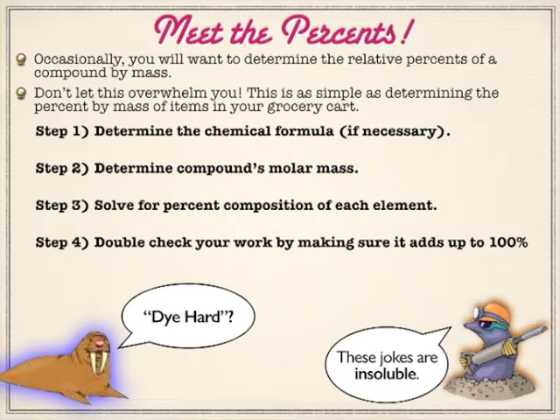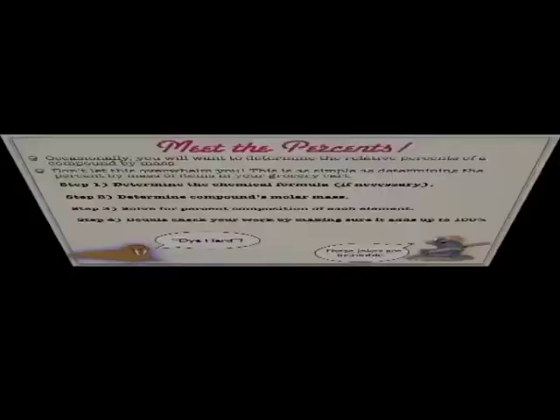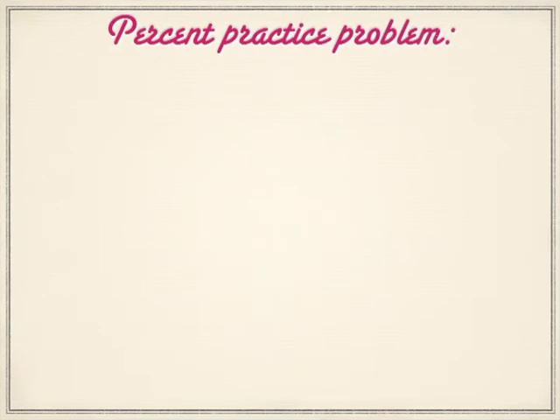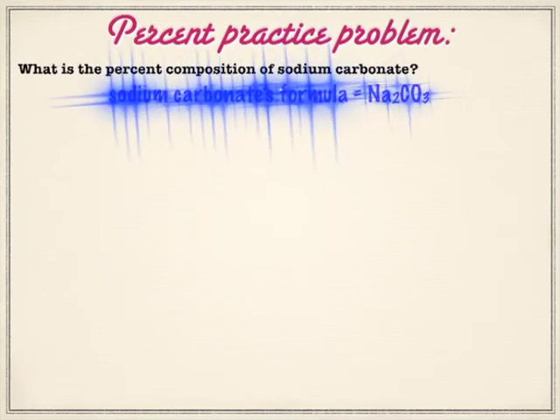So once again, naming is just really non-negotiable with this kind of stuff. You got to name stuff correctly. So let's look at an example here. What's the percent composition of sodium carbonate?